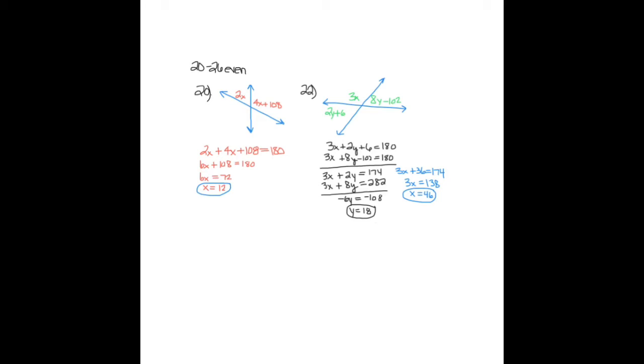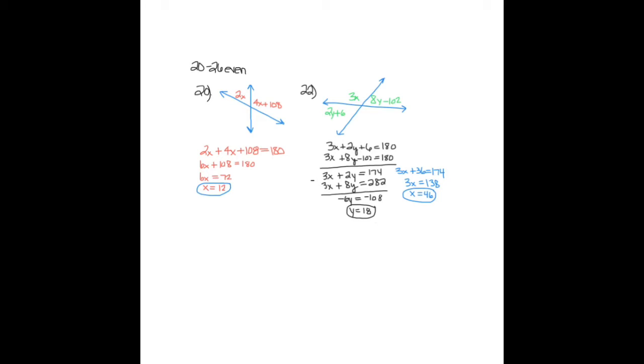Number 22, I solved a unique way. I used a linear system. So I said that 2y plus 6 plus 3x equals 180 because that forms a linear pair, but also 3x plus 8y minus 102 equals 180. The reason I did that was because I wanted to use substitution or elimination, solving a linear pair, to remind you guys what that looks like. So I put the equations in standard form, and then I eliminated my x values by subtracting, and then I solved for the y value, and then I plugged that back in to solve for x.